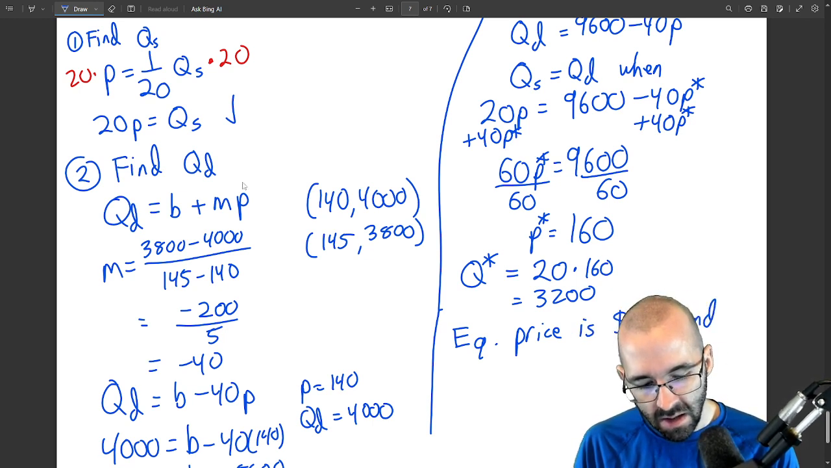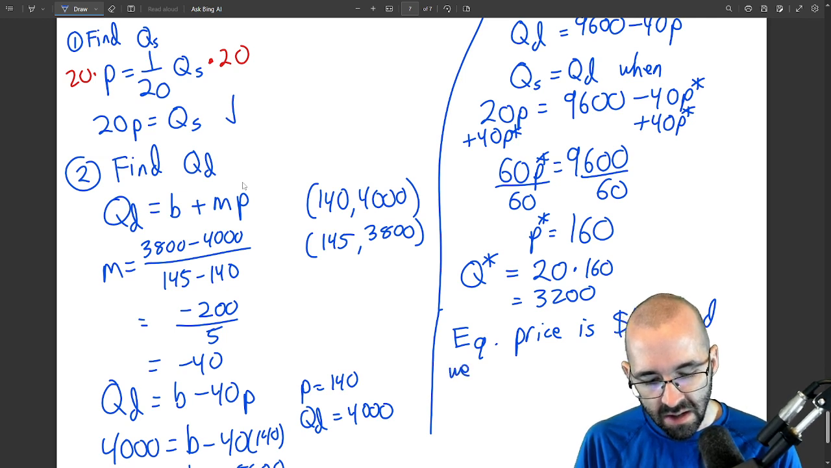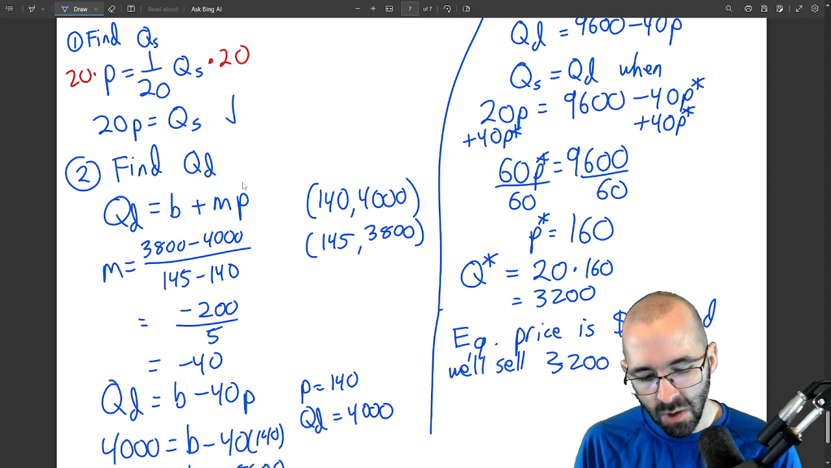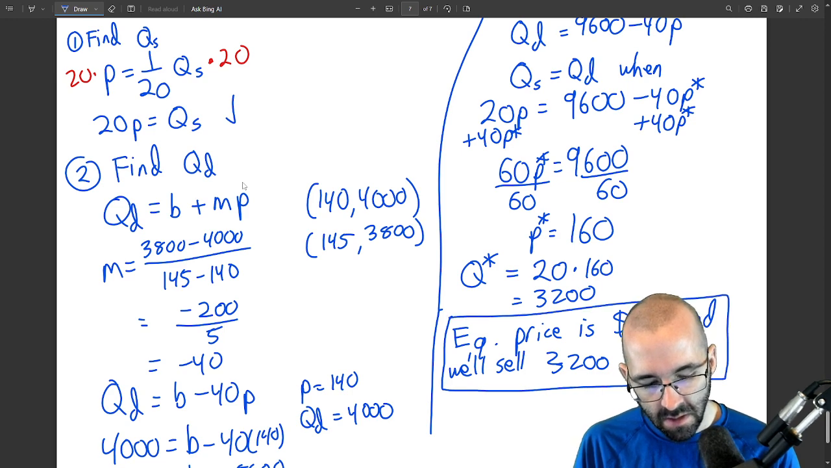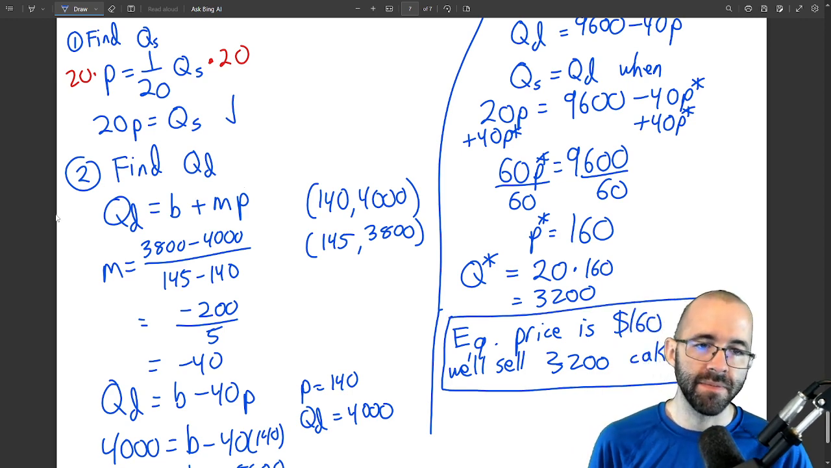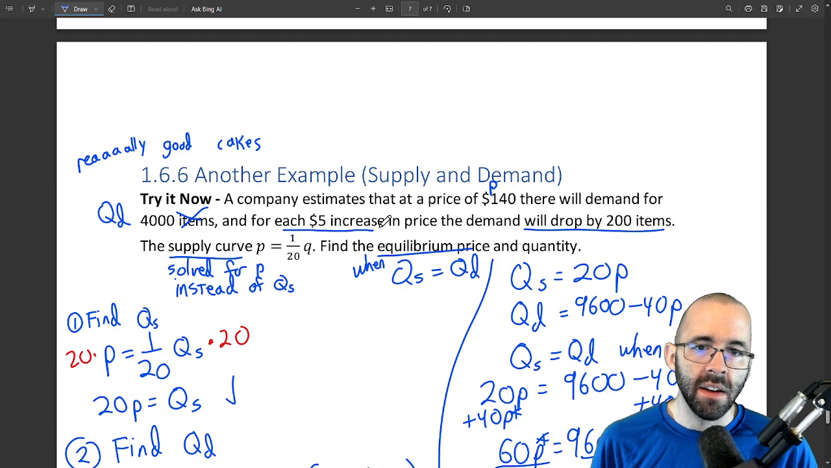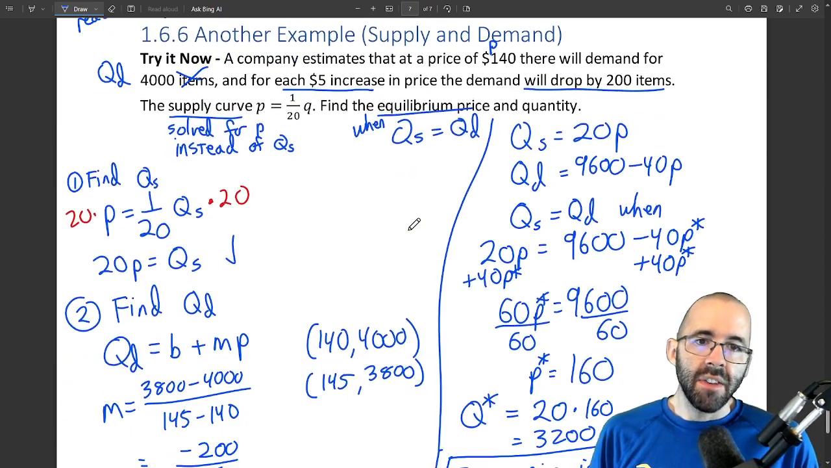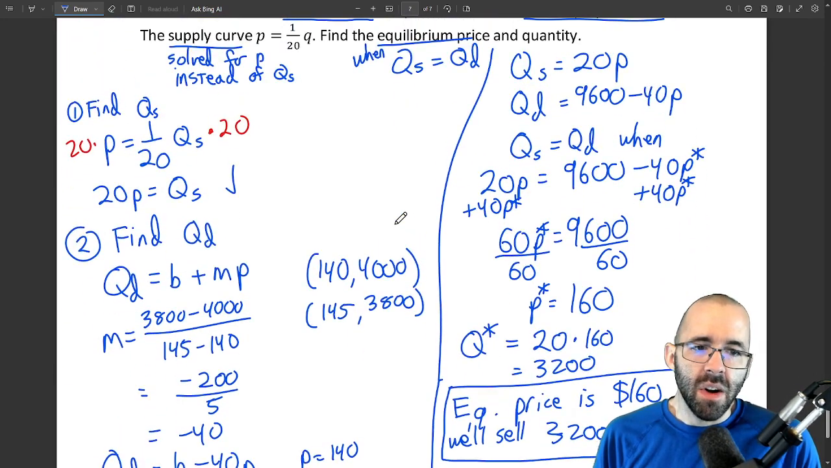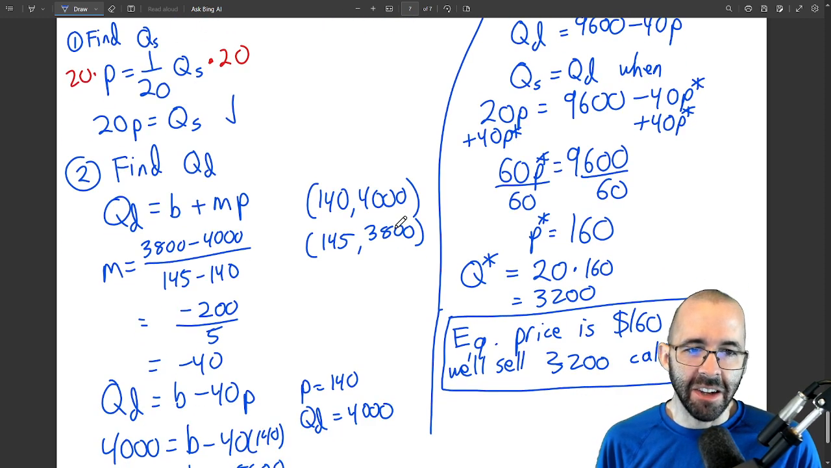And we'll sell 3,200 cakes or items. All right. There you go. And there's a lot that you can say about the equilibrium price and quantity. I'm not going to go into it now, but this section's already kind of long enough.